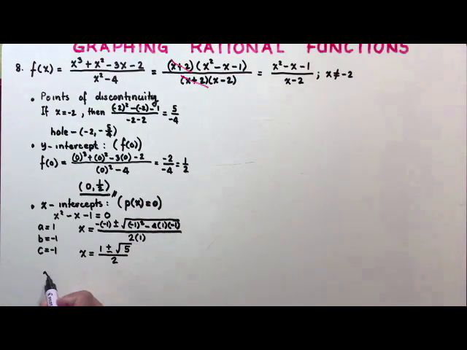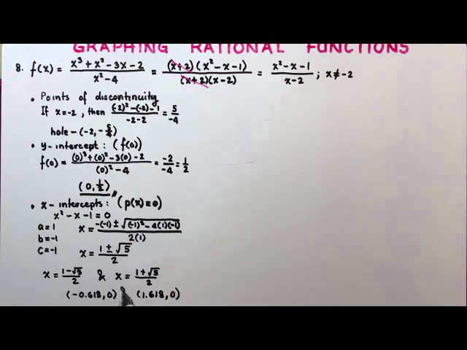So the values of x are 1 minus the square root of 5 over 2, and x is equal to 1 plus square root of 5 over 2. And if you have your calculator, this value of x is equal to negative 0.618, and also the other one is 1.618. And of course, these are intercepts. The y coordinates must be 0 here.